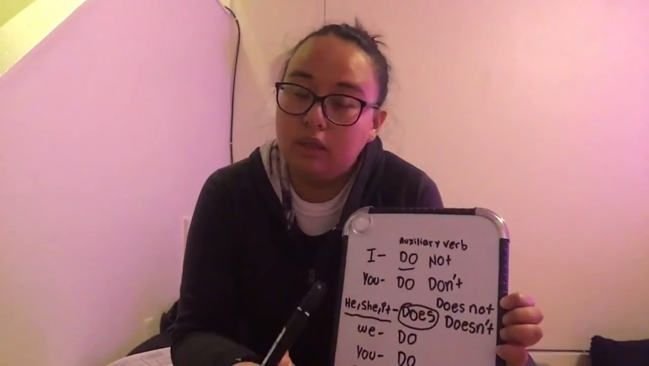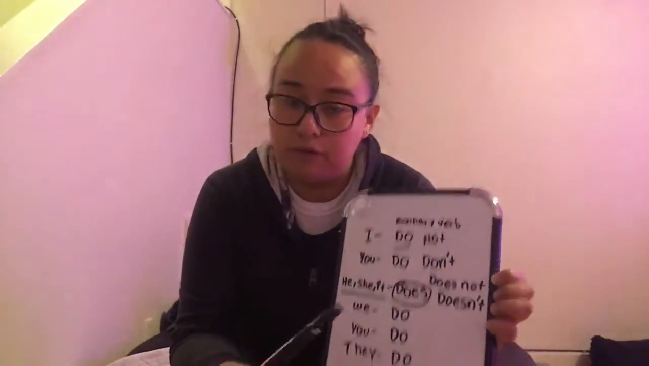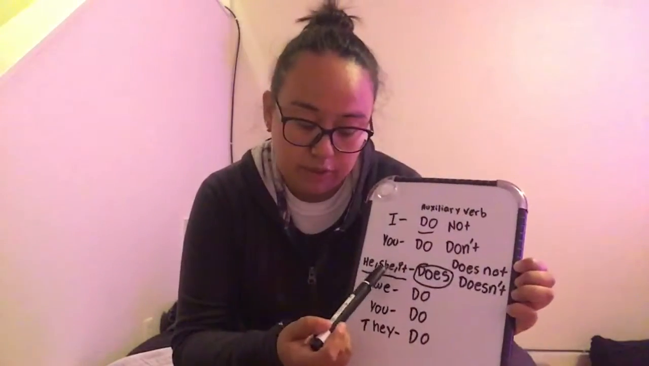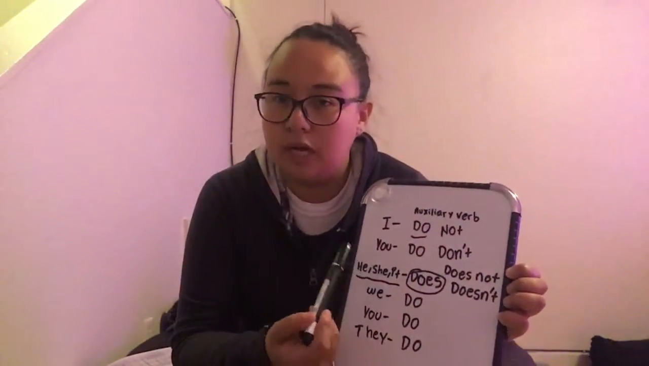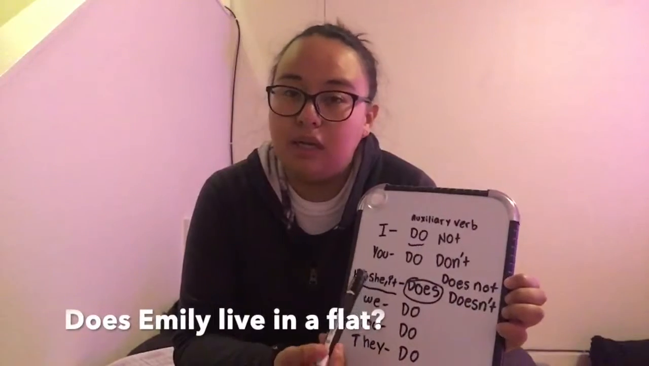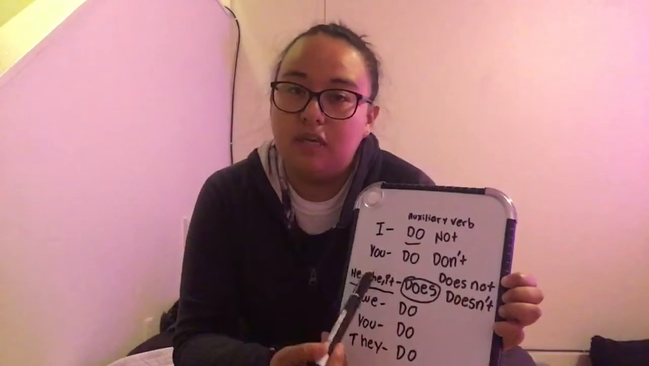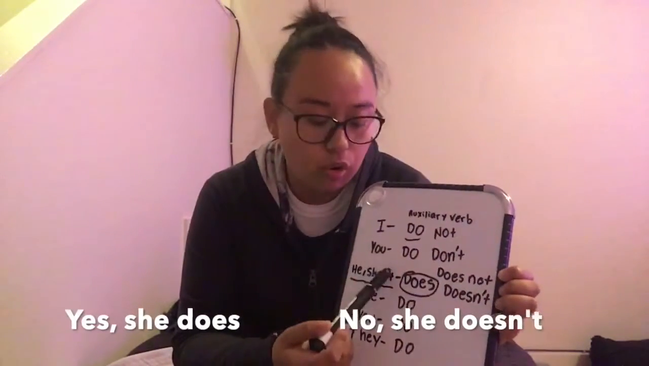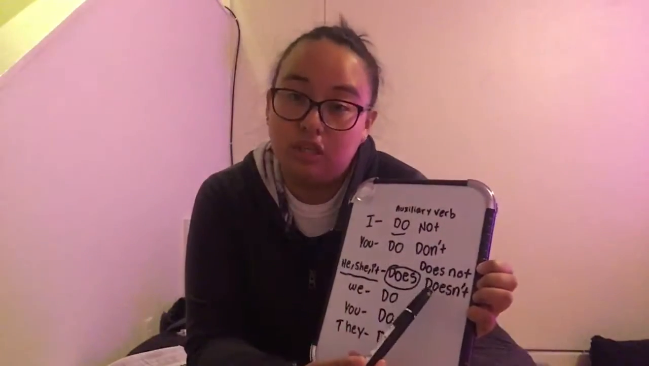If we are doing the question in a third person, for example, we're going to use she, but instead of she, we're going to use a name. So does Emily live in a flat? We have to say yes, she does, or no, she doesn't in this case.